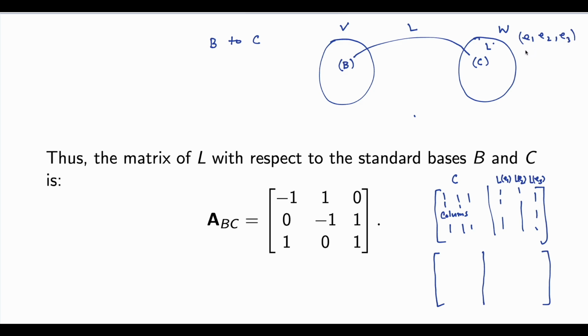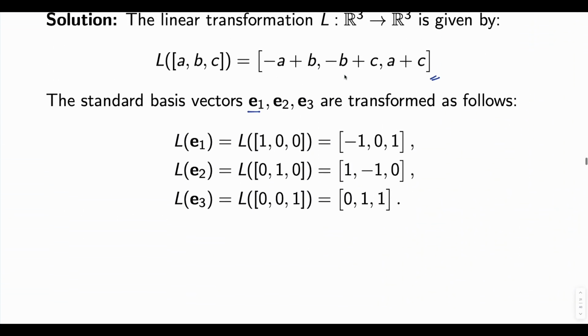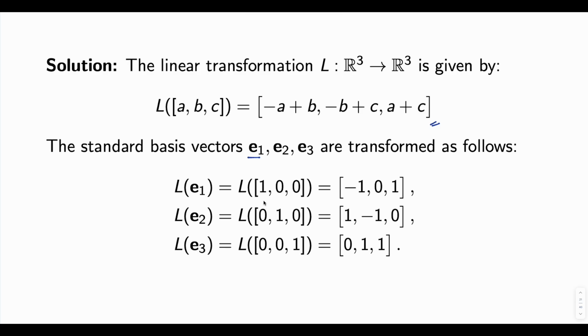So they have given you this is C. C is the standard basis, right? So what you can do: 1, 0, 0, 0, 1, 0, 0, 0, 1. So we are finding the matrix of transformation from B to C. So we have written C and then L of image with respect to B basis. So image with respect to B basis can be obtained using the linear transformation, right?